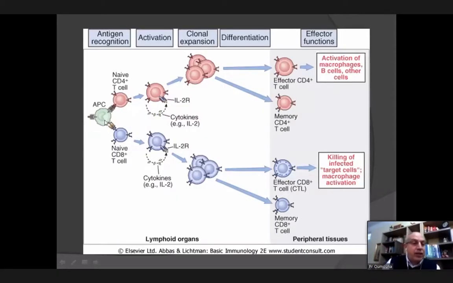Antigen-presenting cells are bilingual and capture the germ. On one hand, they present MHC class 2 to CD4. CD4 will secrete interleukin-2 in order to activate, as I said earlier, one cell out of 100. So to compensate for this deficiency in number, it will clone itself. Then we will have CD4 cells that will activate macrophages, B cells, and other cells, and we will have memory CD4 cells. CD8 cells, the same story: presented through MHC class 1, secreting interleukin-2, cloning, and then we will have effector CD8 cells killing affected target cells and activating macrophages, and of course, we have memory.